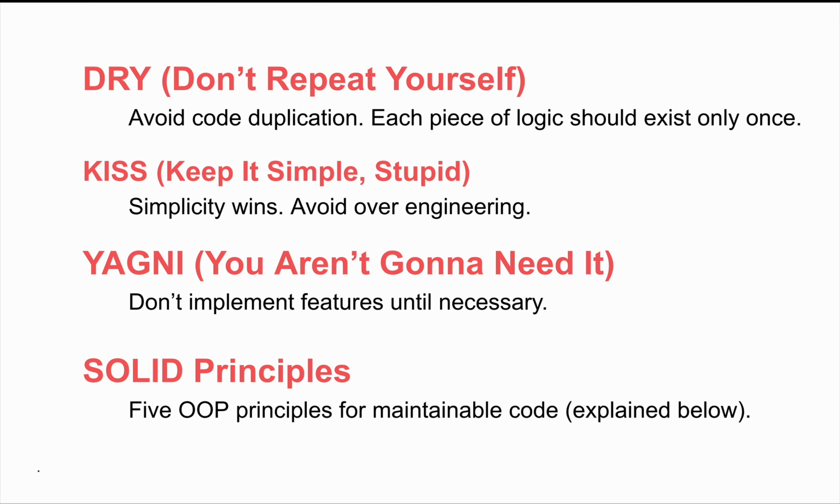Second is KISS, that is, keep it simple, stupid. We all know that simplicity wins. Avoid over-engineering. Third is YAGNI, that is, you aren't gonna need it. Do not define features until they are necessary. Do not define unwanted features, as it will eventually increase the length of the code.